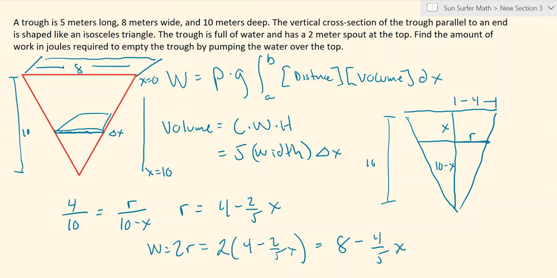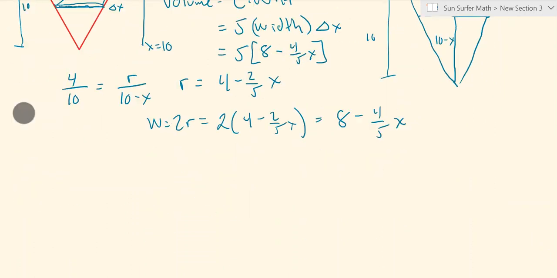Putting that into our little formula up here for volume, we have 5 now times our width, which is 8 minus 4/5 x. That gives us 40 minus 4x. So I'm going to write the volume down here again. Volume is going to be 40 minus 4x, and of course, times delta x. You can't forget the delta x up here.